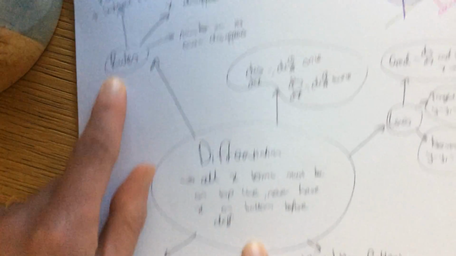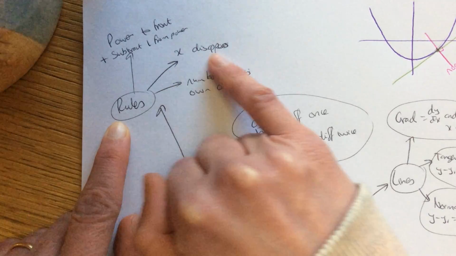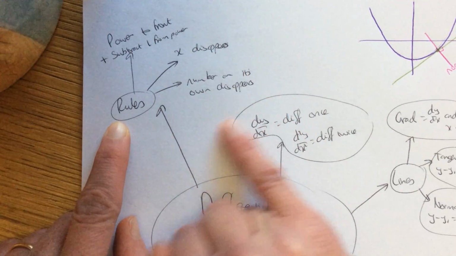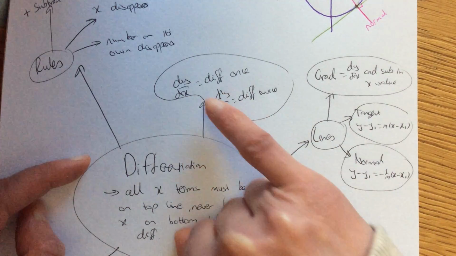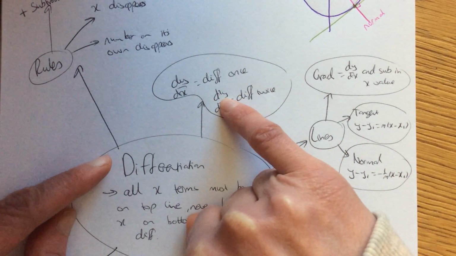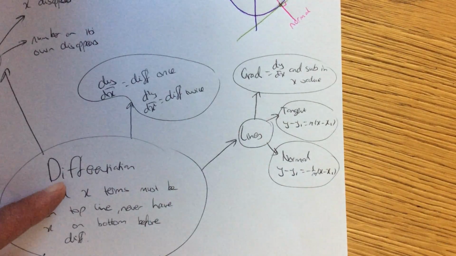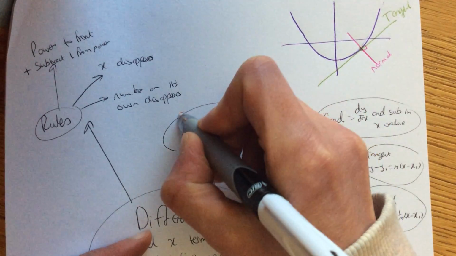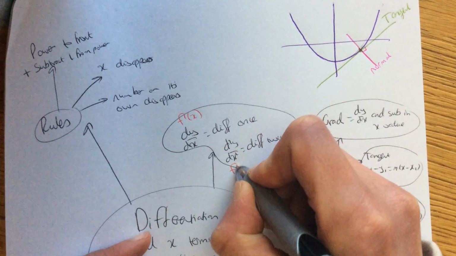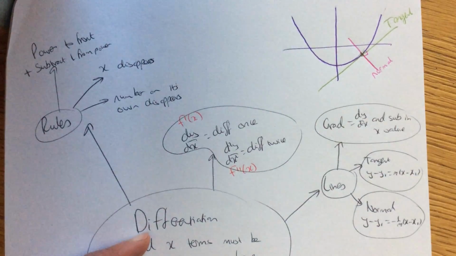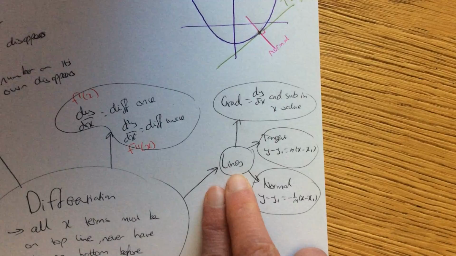Here are your rules. Power goes to front, subtract 1 from the power. The x disappears, the number on its own disappears. dy by dx means differentiate once, and you must have this the right way around. d2y over dx squared means differentiate twice. Sometimes that's written as f dash x, differentiate once, and f double dash x means differentiate twice. It's the same thing.